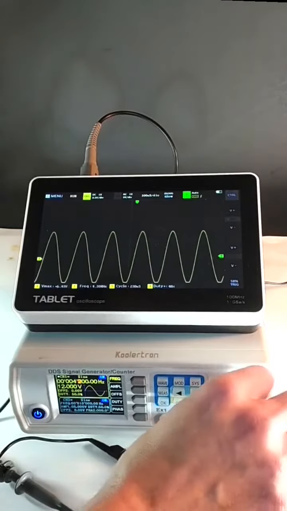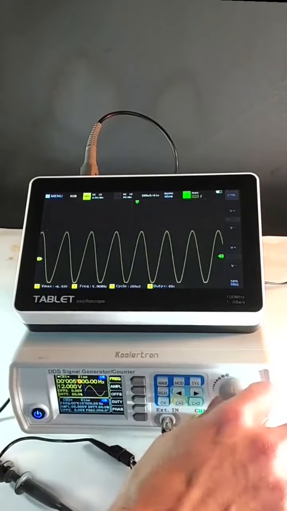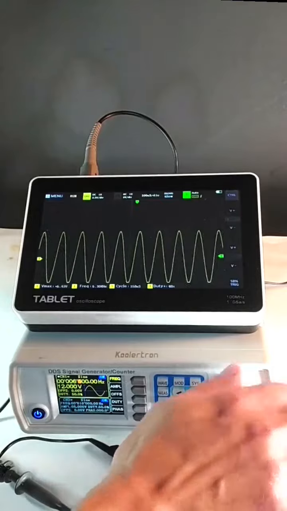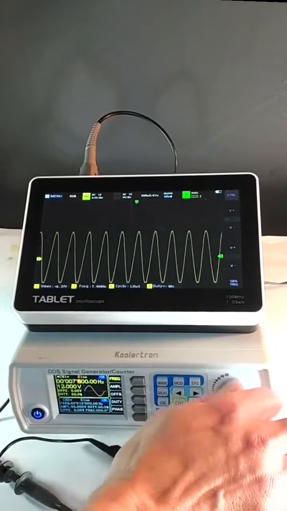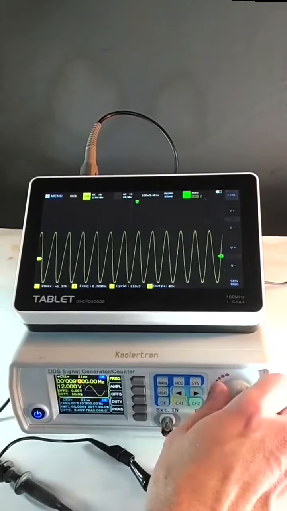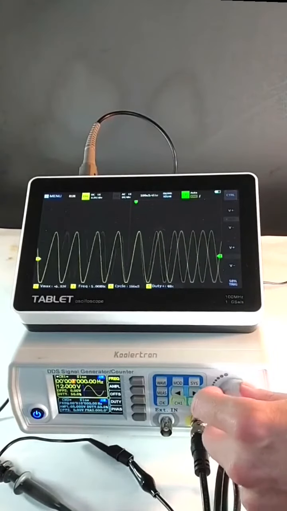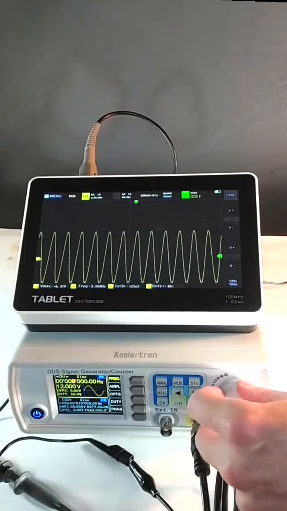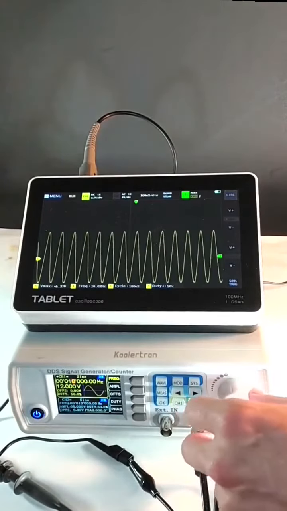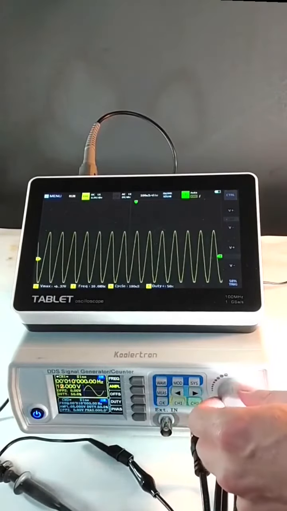It's at 4,000 hertz now. 5,000, 6,000, 7,000 wave peaks past a point per second. Now it's increasing 1,000 hertz per click: 7,000, 8,000, 9,000, 10,000. Now I'm going to change the amplitude.